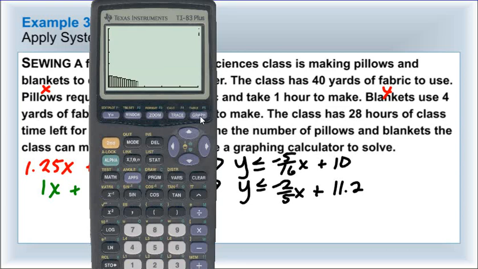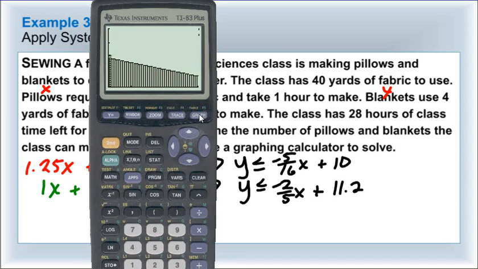If I hit graph, here's the first one. Here's the second one. And you can see the overlapping parts. But let's change this a little bit so we can see a little bit better. The x maximum, let's just go 20. And we'll count by fives. The y maximum, let's do this by 20 and count this by fives as well. Let's see if that makes a difference.